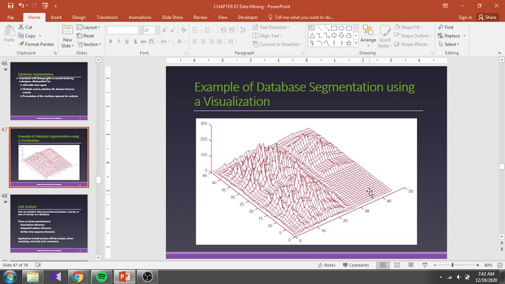Okay, we can have this one also, the database segmentation using a visualization. This is more advanced software that we have to get to produce this kind of visualization, because normally we use a standard bar chart or pie chart, which we can extract from Excel and other applications. But for this one, I think you have to get more software. I think SAP has this one.